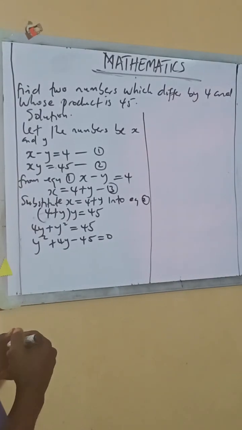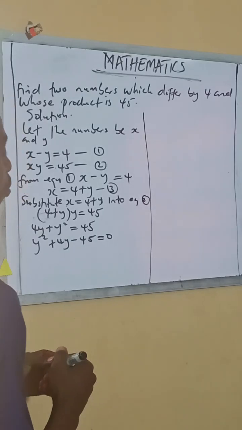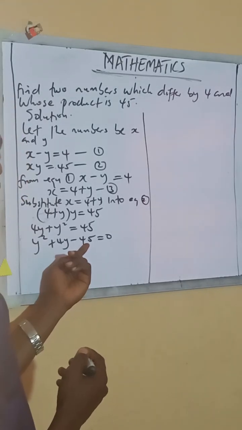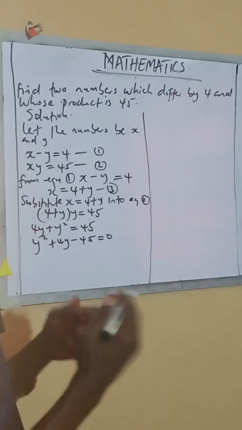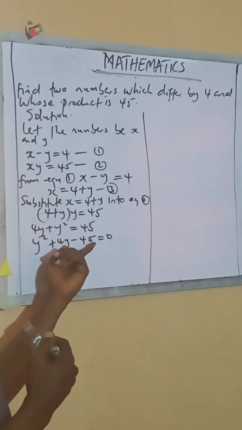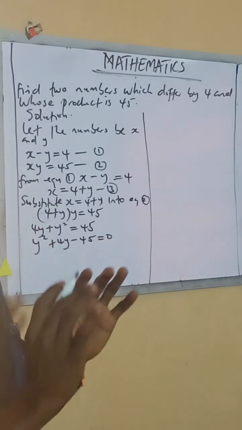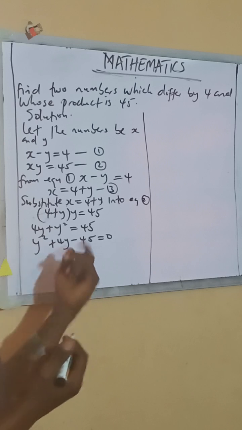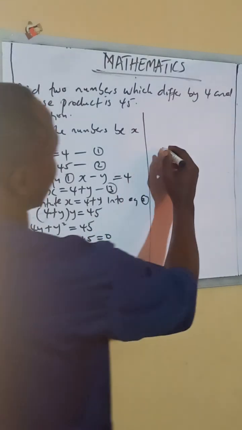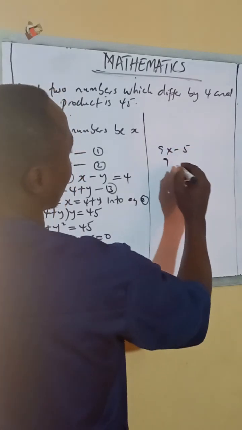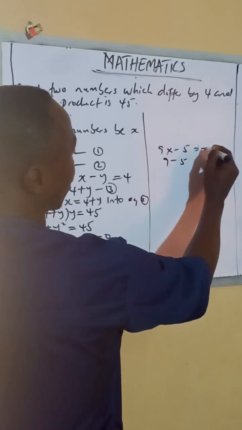So at this point we can factorize. We think of two numbers which, if you multiply, you get minus 45, and if you add, you get 4. You will agree that 9 times minus 5 gives us minus 45, and then 9 minus 5 gives us 4. I remember teaching that 9 times minus 5 gives minus 45, and 9 plus minus 5 gives 4.